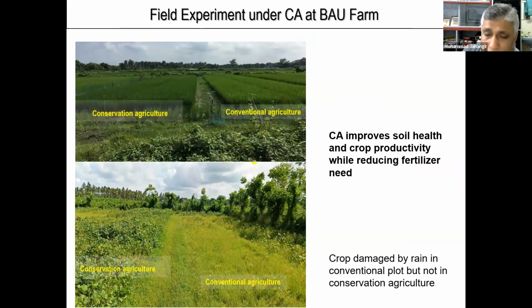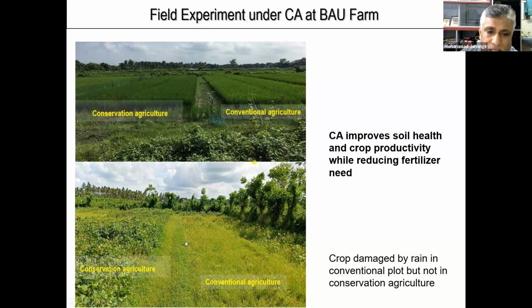Okay, so the evidence from this experiment: this is a conservation agriculture practice and this is your conventional agriculture practice. If you follow the plant color, this is rice. This one is almost yellowing, it has started yellowing, but here the rice plants are darker. That means the nitrogen or other fertilizer requirement is reduced here, though they still need some fertilizer, and we can reduce fertilizer application here. We have better growth and we found better yield compared to the conventional system. And I'll share some soil data showing that it is improving soil health, soil quality, crop production, and also reducing fertilizer requirement.